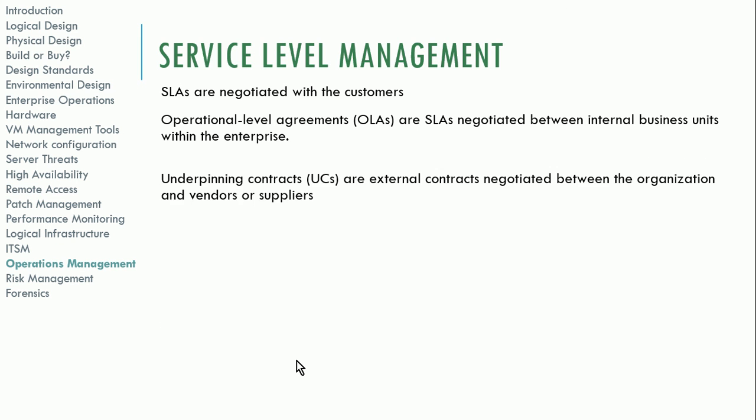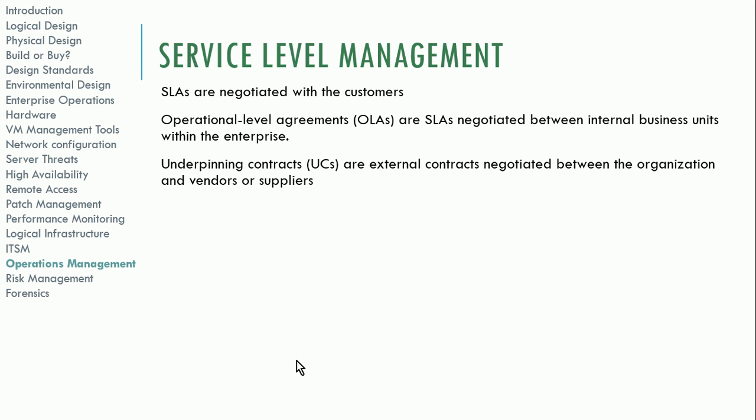And then finally, there's underpinning contracts. An underpinning contract is between the organization and vendors or suppliers to make sure they can meet an SLA. For example, if I was running a large data center and I had my own cloud service that I was offering, I might have an SLA with my customers, but then I have underpinning contracts with the vendors within my data center to ensure that I can meet those SLAs.